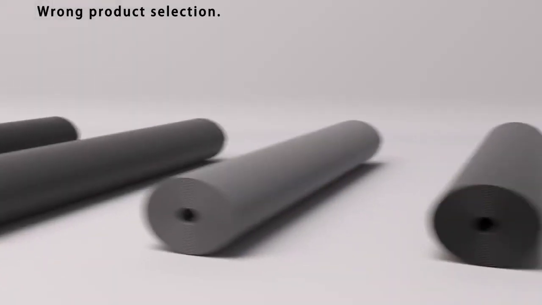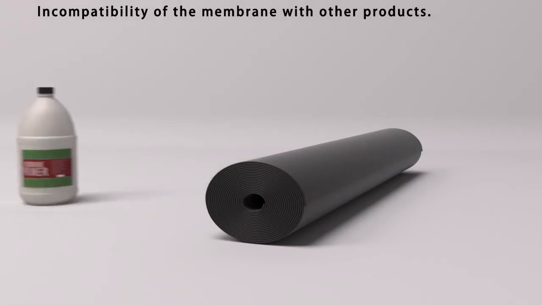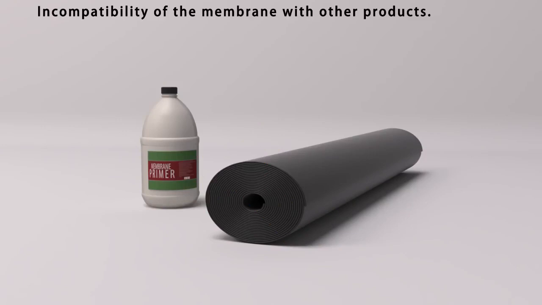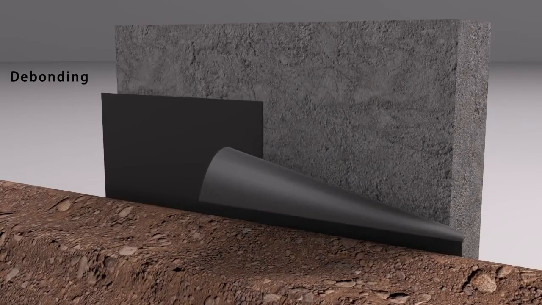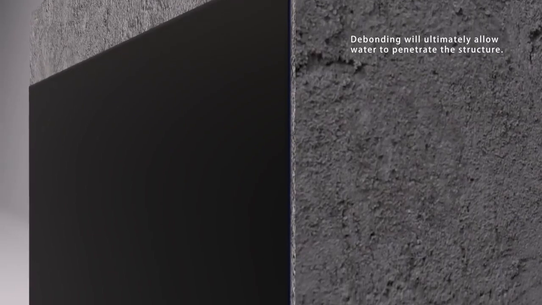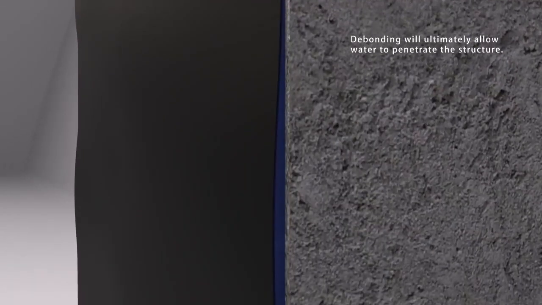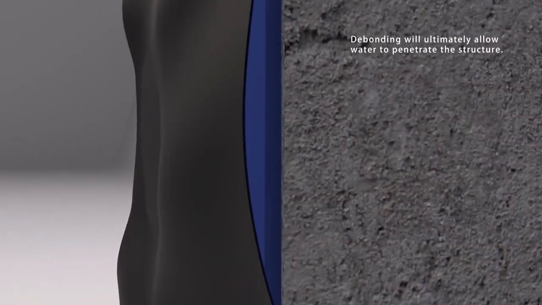Choosing the wrong membrane for the intended application or substrate can lead to the failure of the waterproofing application. Incompatibility of the selected membrane with other products such as primers can lead to debonding of the membrane and failure of the waterproofing. Debonding of the waterproofing membrane will allow water migration between the membrane layer and the surface, and ultimately into the concrete.